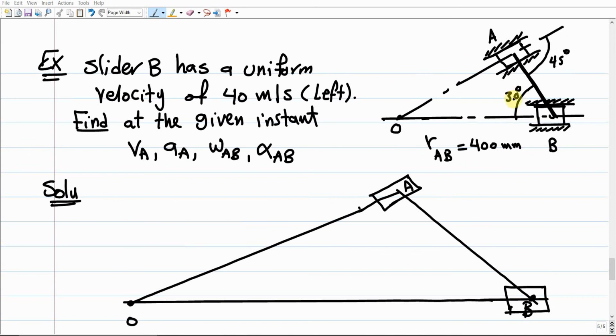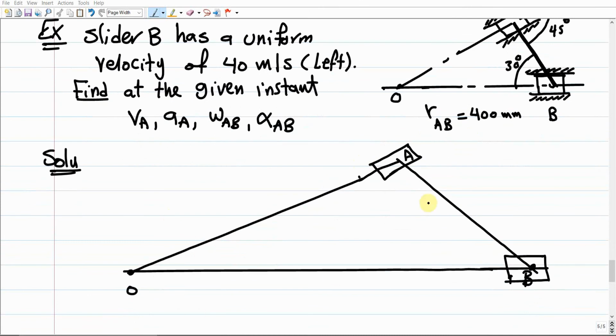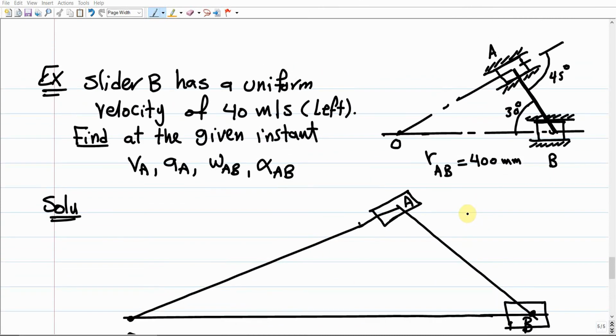So this angle here is 30 degrees, this angle is 45 degrees. So this is typically what is already given to us here. This is the exact configuration that we have to consider in this problem. So the first step is just to quickly draw this mechanism and basically draw the position vectors mainly. And this is what I'm gonna start with.